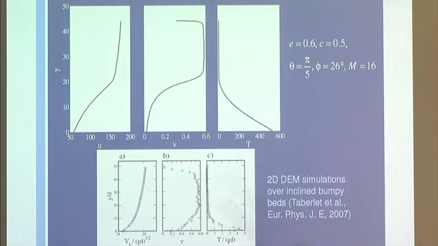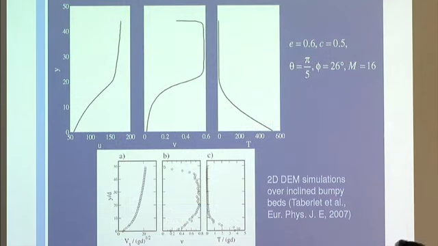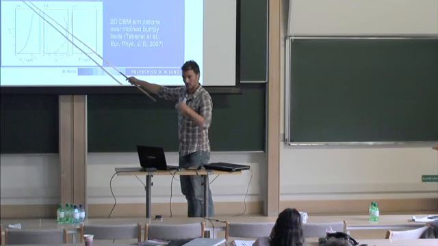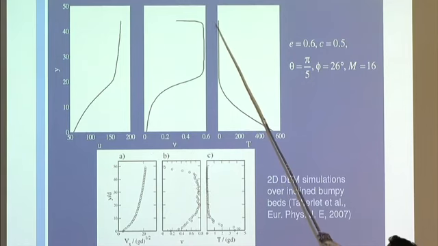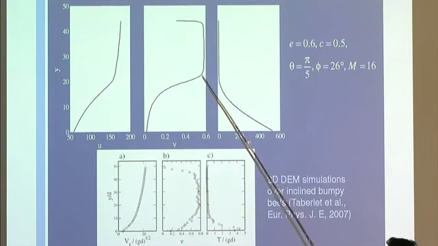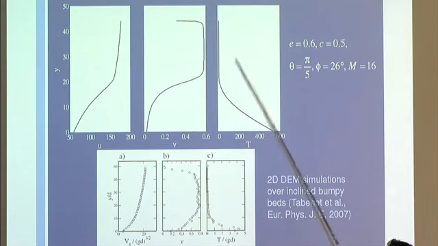And here, a closer look at the supported flow regime. In particular, these plots refer to this case here. This is a plot for the velocity in the direction parallel to the bed. For the concentration, it's pretty clear: you have a dense core supported by a definitely more dilute basal layer. And then this is the profile for the granular temperature.